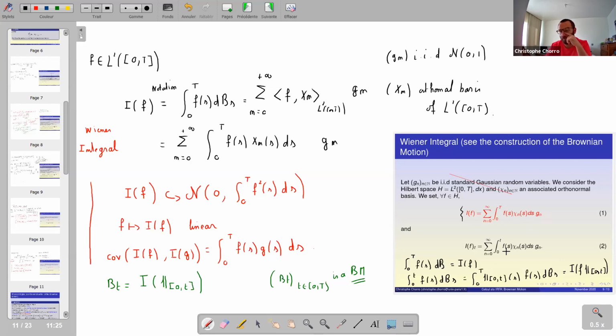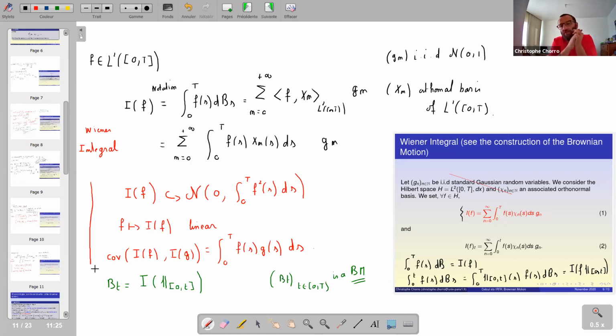0 to t. So it's exactly what I have written here, that I can define the stochastic integral between 0 and small t from my definition from 0 to capital T by using this. And in particular, when I take f equal to 1, of course I recover the definition of the Brownian motion if I take f equal to 1 here.